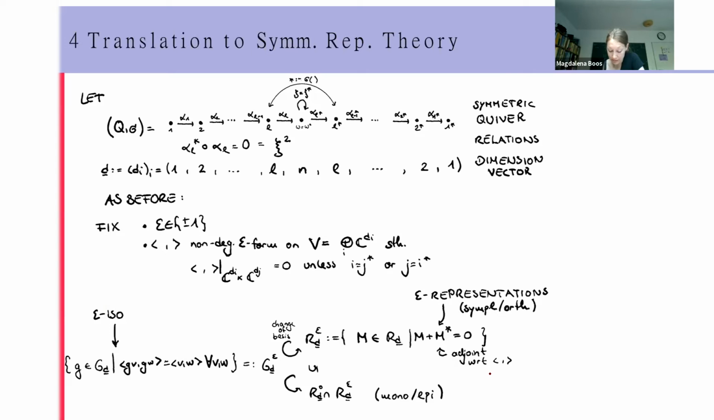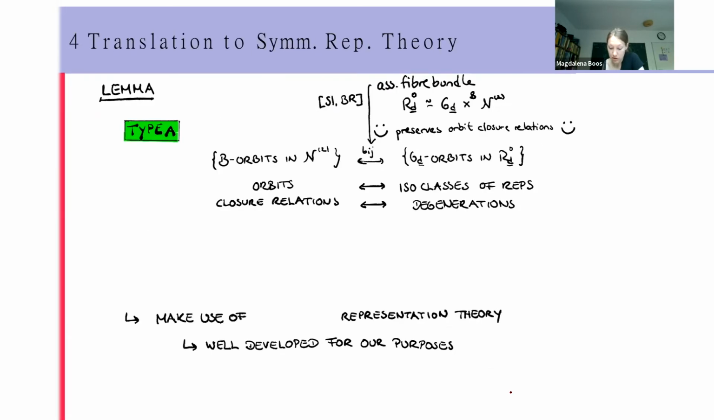And we can translate. So in type A, this is the translation: B orbits in M_2 are in bijection to G_D orbits in R_D^0. That's an associated fiber bundle construction, where this is given by the flags. So the nilpotency is inherited in the quiver, in the nilpotent loop. And now we do the same with the epsilon version.